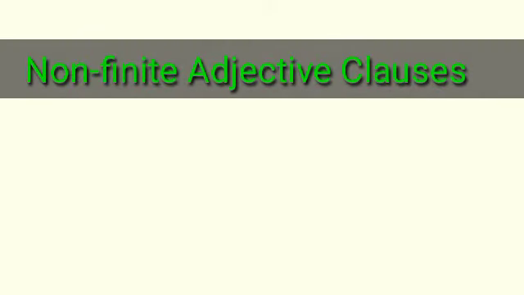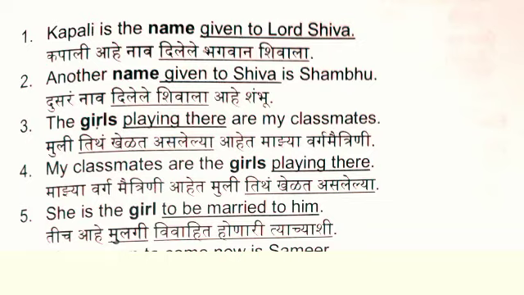Adjective clauses with non-finite verbs are called non-finite adjective clauses. They are very much similar to the finite adjective clauses in relation to their function because they also take an antecedent noun before them. Look at these examples. Kapali is the name given to Lord Shiva. Second is, another name given to Shiva is Shambhu.